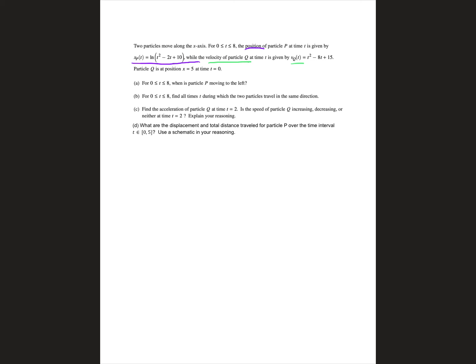So when I go to do this problem, part A, when is particle p moving to the left? So it's moving to the left when the velocity of p is less than 0, and the velocity of p is the derivative of the position. So I need to find the velocity. So the derivative of the ln of t squared minus 2t plus 10 will require chain rule. It'd be 1 over the thing that's on the inside times the derivative of what's inside.